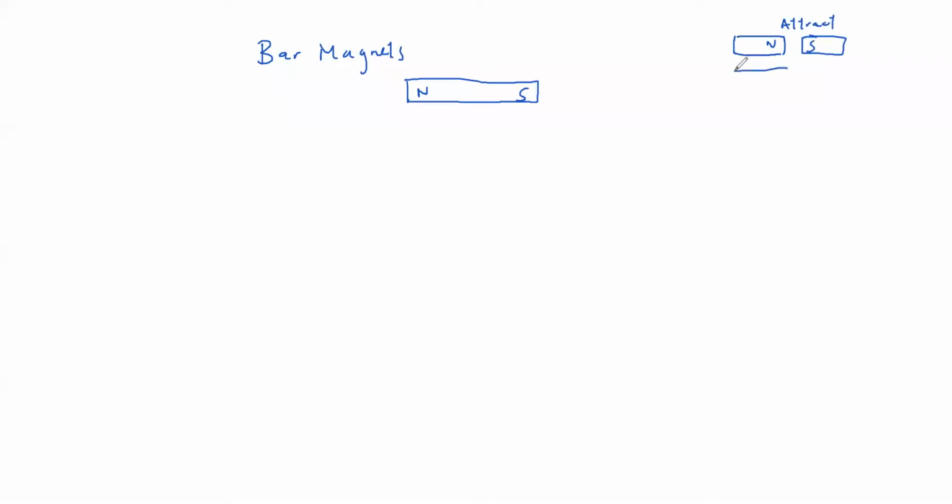Any other combination, be it south and south or north and north, will lead to those magnets pushing each other away. So this is an attraction. This is a repulsion. So these two repel one another. But for me, what's more important about this is the actual shape of the field it generates.